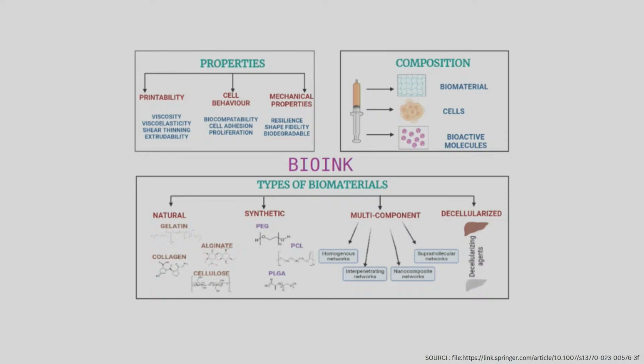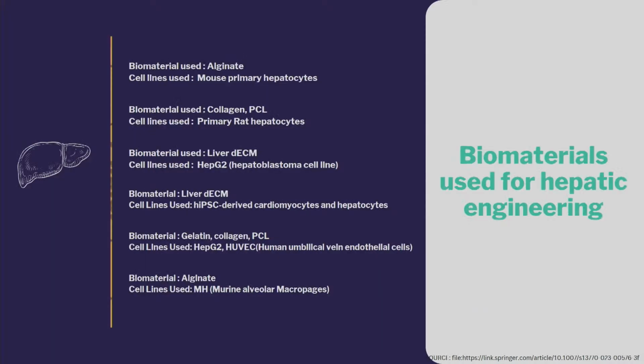Now, next, if you look into the type of biomaterials, definitely there are a lot of biomaterial options that you can choose from, natural, synthetic. Depending upon what kind of cells you're choosing, you have to decide what kind of polymers you would want to use for your application. Now, if we look specifically at one particular organ, hepatic engineering, just for example, these are the commonly used biomaterials and their complementary cell types.